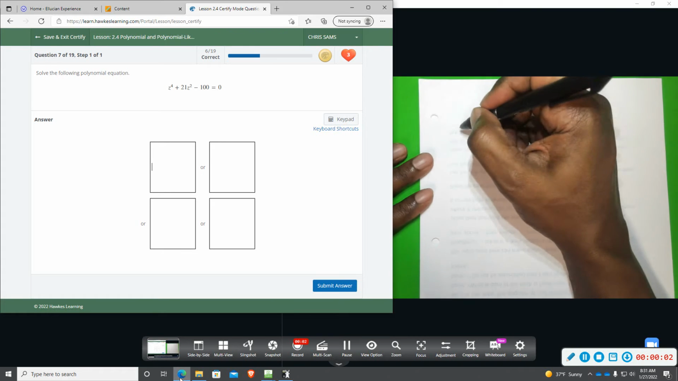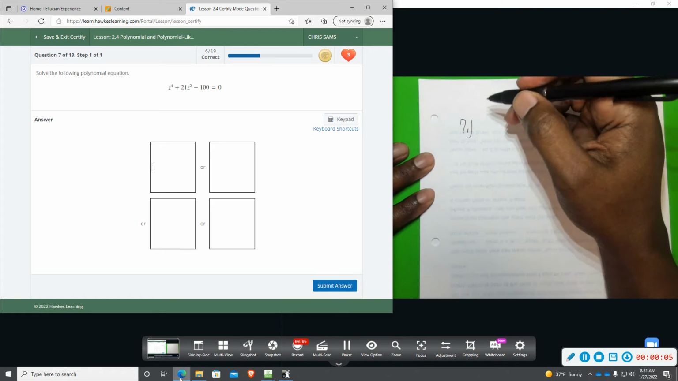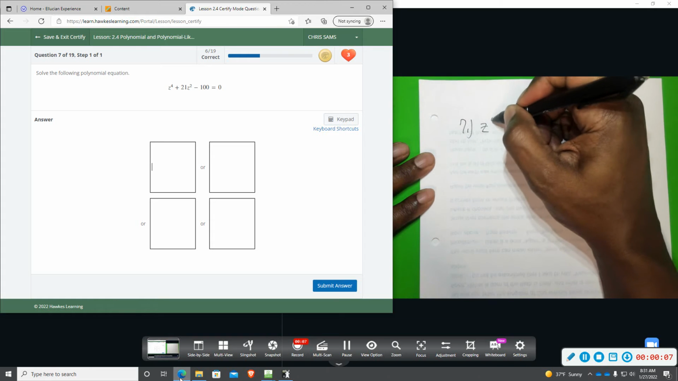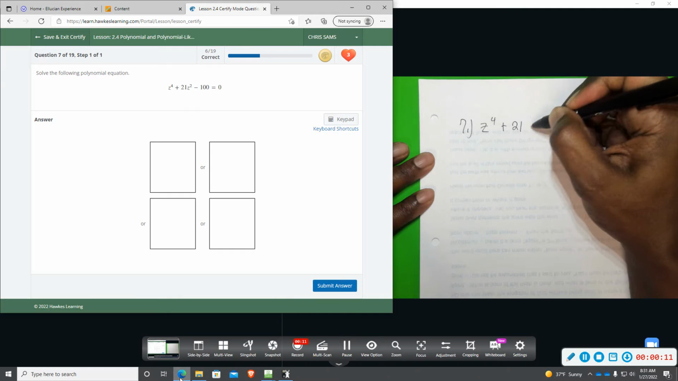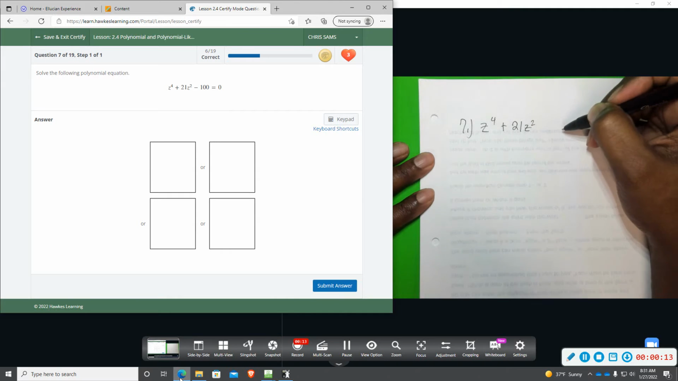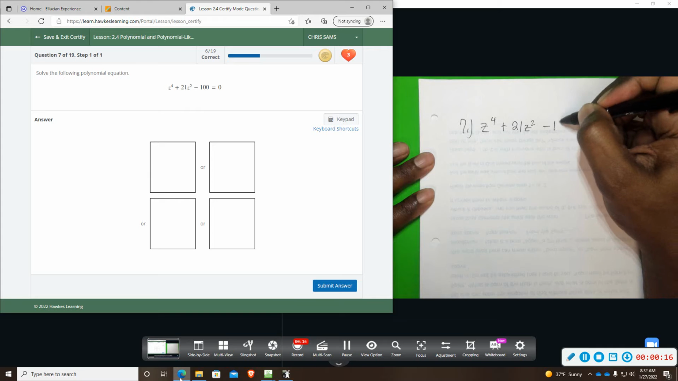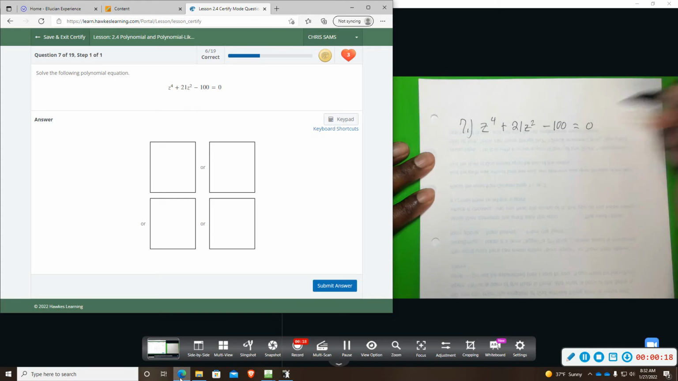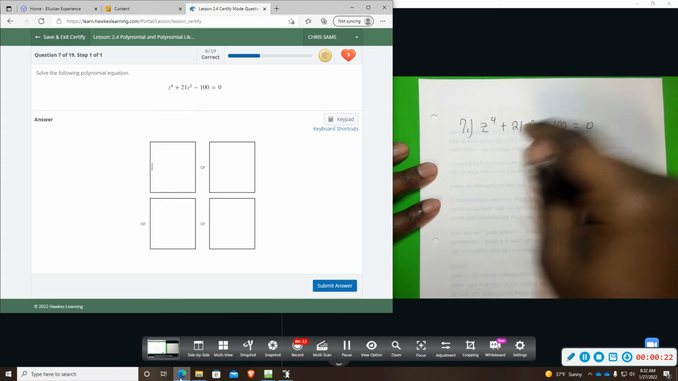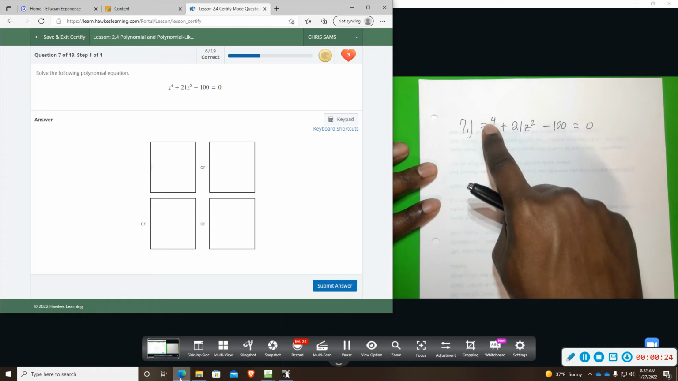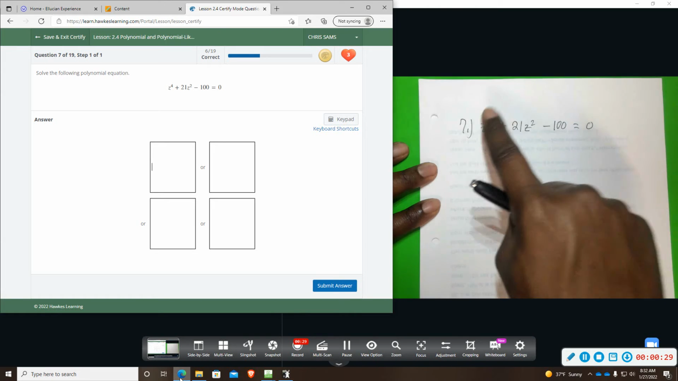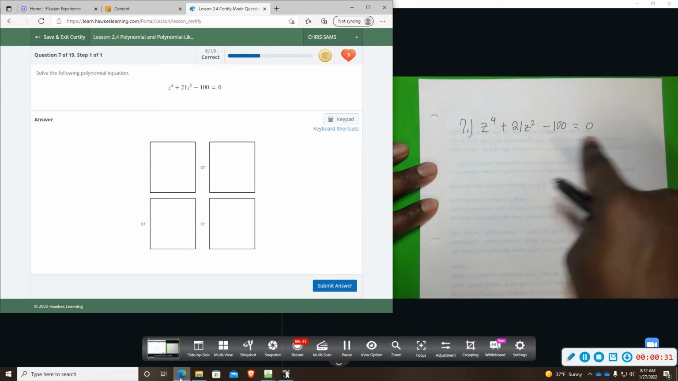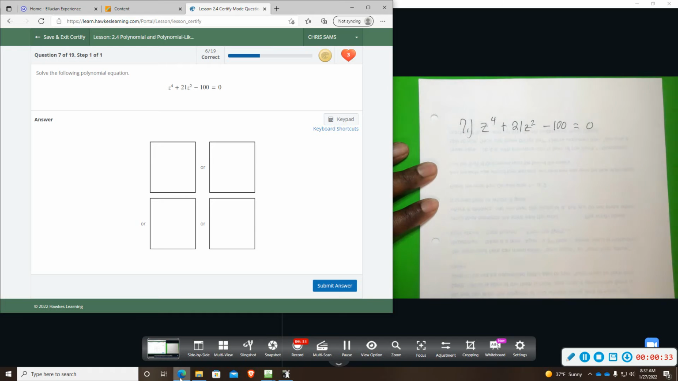Okay, number 7. We have v to the 4th plus 21z squared minus 100 equals 0. Alright, so the relationship between these two variables, if you take half of this, you get this, or if you're looking from this side to this side, if you double that, you get this. It has that same relationship of quadratic, so we can do factoring.